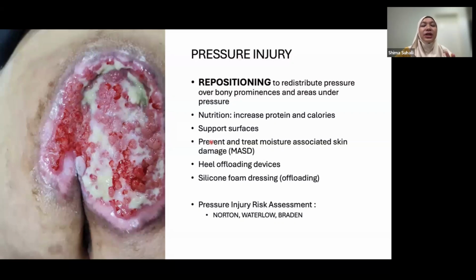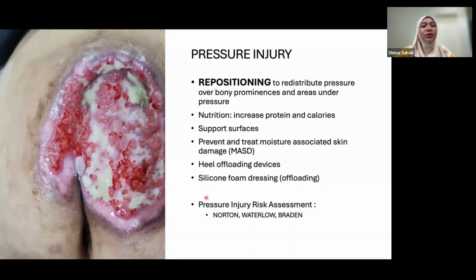And then we have to advise the patient and also the family members about the support services so that it will reduce the risk of pressure injury. Don't forget to treat also to prevent any moisture associated skin damage. Contohnya patient yang ada incontinence, sama ada fecal ataupun urine incontinence, because high moisture punya skin memang associated with high risk untuk dapat pressure injury.